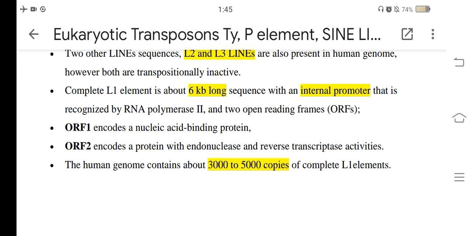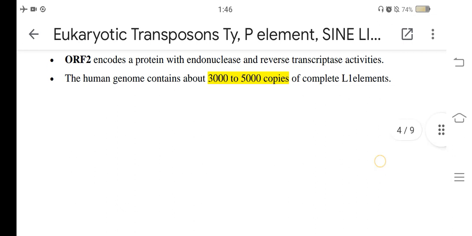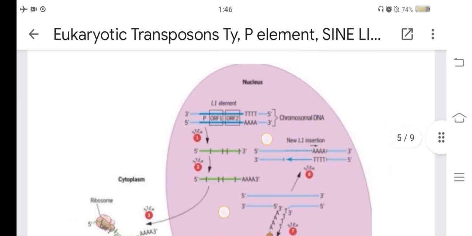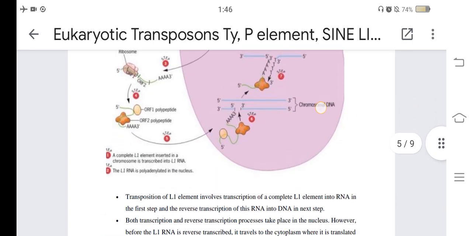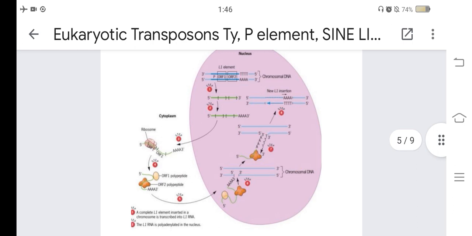ORF1 encodes a nucleic acid binding protein. ORF2 encodes a protein with endonuclease and reverse transcriptase activities. The human genome contains about 3000 to 5000 copies of complete L1 elements, and this picture depicts this process. In short, just have a look at this. If you need to read this, just pause the video.